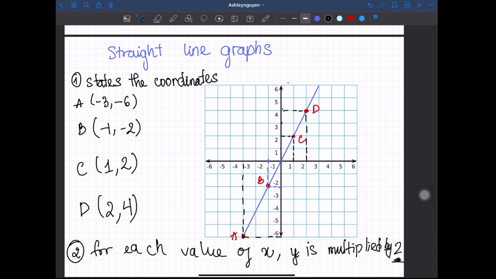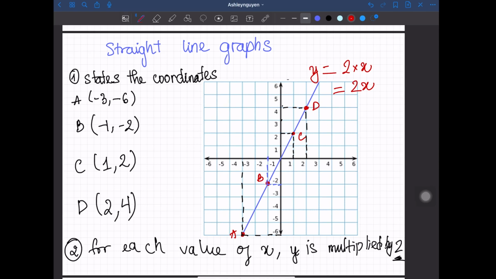So I can state the equation, or the rule, that y equals 2 times x, y equals 2x. So the value of y will be double the value of x in this case.